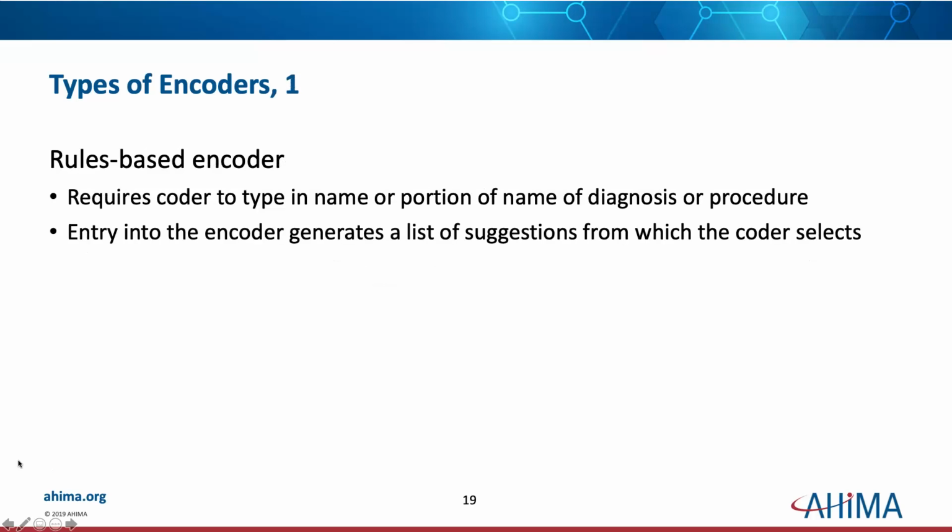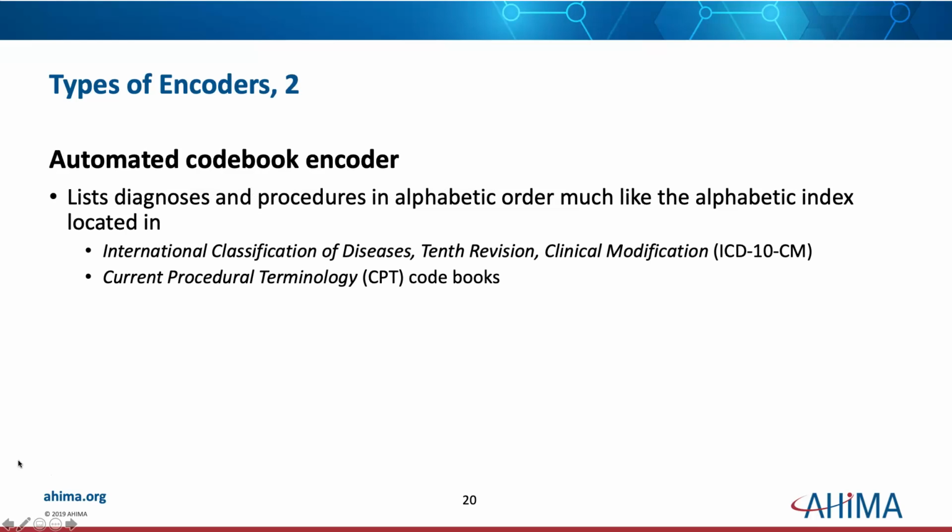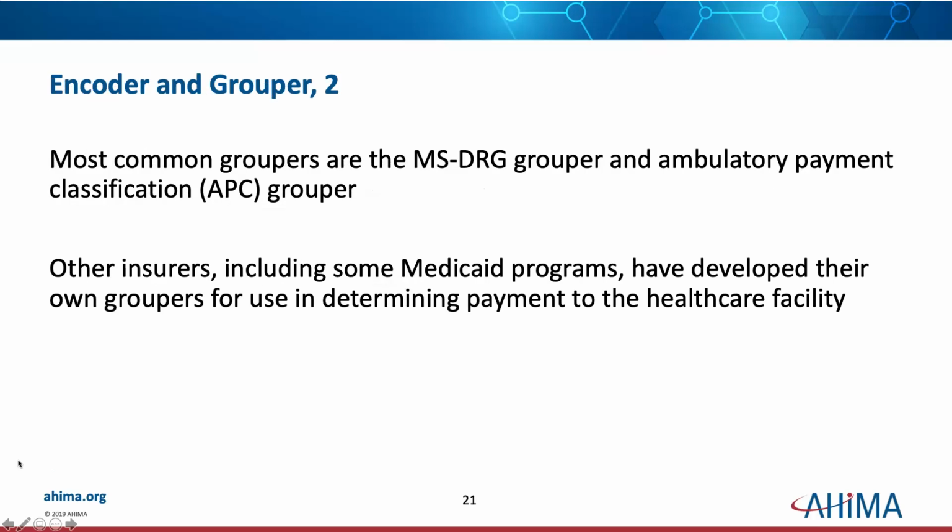Most of us are taught the rules-based encoder. That's what most of us have been taught in the past. But there is the automated codebook encoder for those who like to pursue it in that direction. The most common groupers are the MS-DRG grouper and the APC grouper. And then there's the APR-DRG grouper, and there are some other ones.